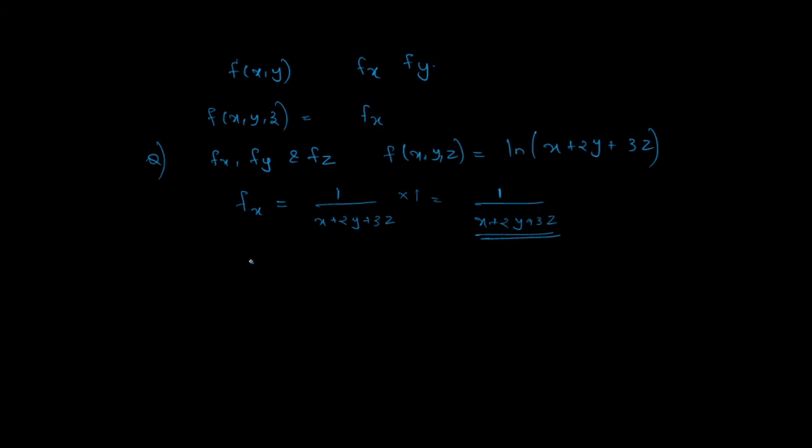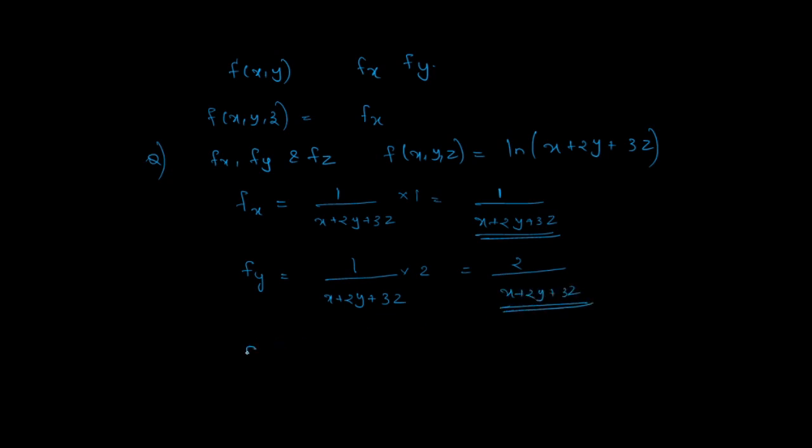Okay. Now we will find fy. For fy, we have to keep z and x as constants and differentiate with respect to y. So the derivative of log is 1 by x plus 2y plus 3z. Now we kept x and z as constants. Therefore the derivative is 0, and the derivative of 2y is 2. That is 2 by x plus 2y plus 3z.